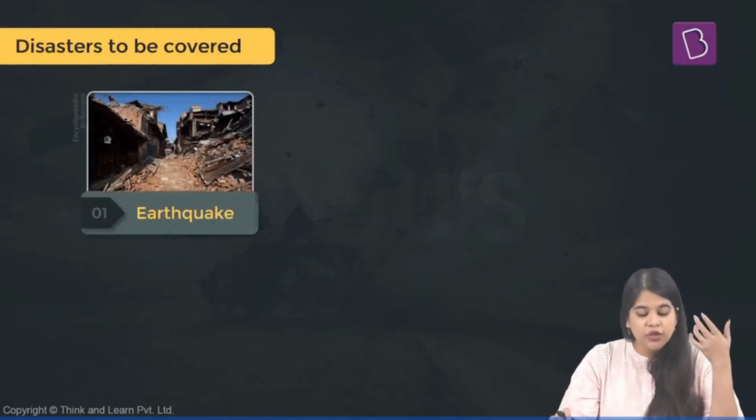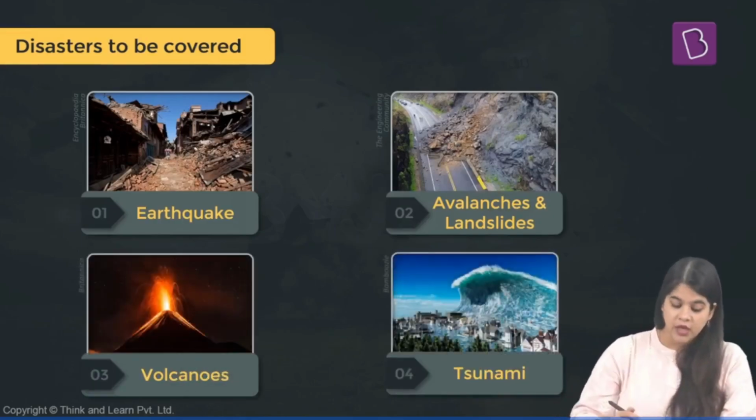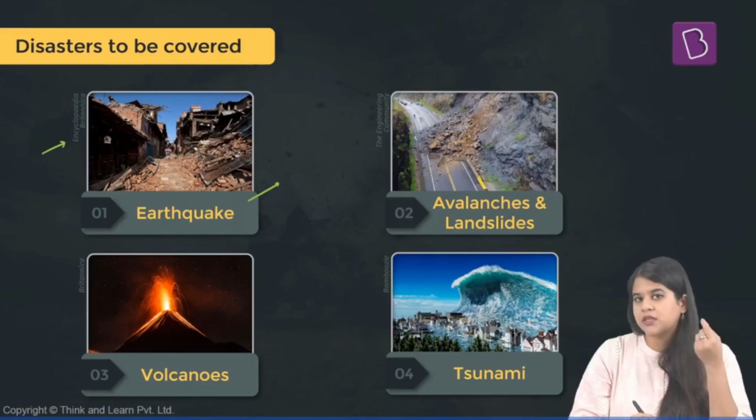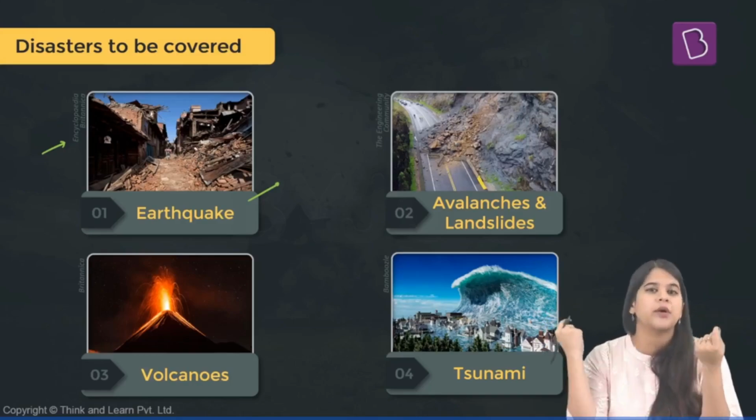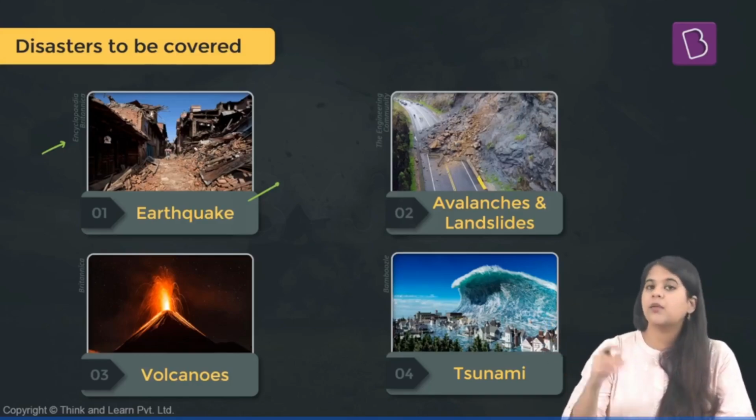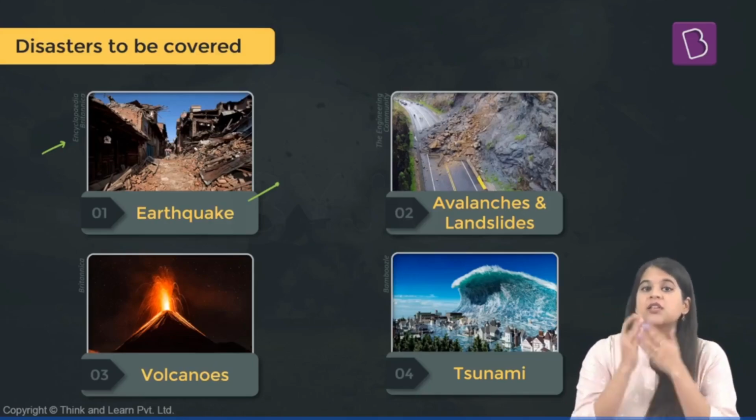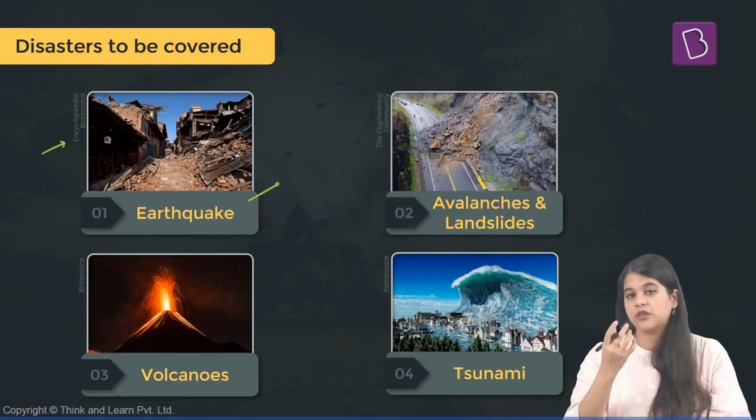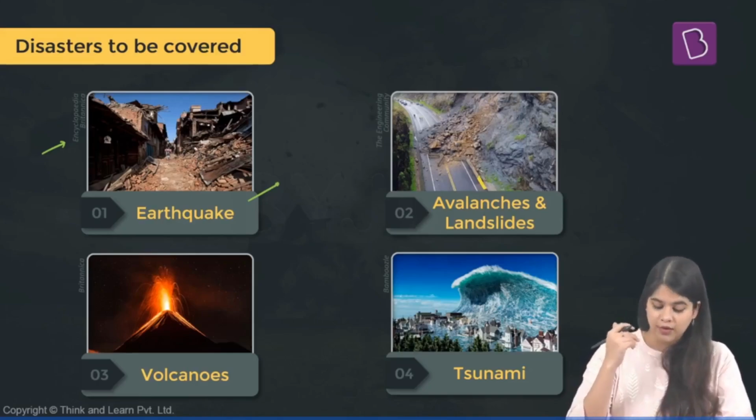Now, under classification of disasters, what all disasters will be covered by us? We'll study about earthquakes. When we talk about disasters, the earthquake is one disaster that comes very readily to our minds. So, we'll study about earthquakes, how are they caused, what are their impacts, what are the various places internationally and with respect to India that are susceptible to earthquakes, and how can the damage due to earthquakes be prevented.